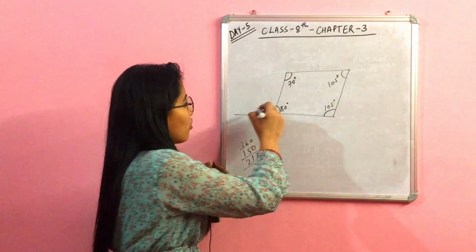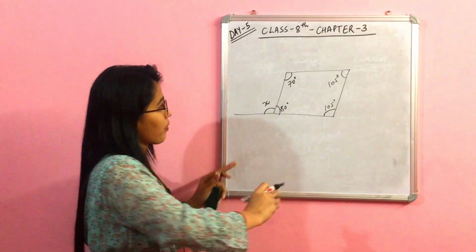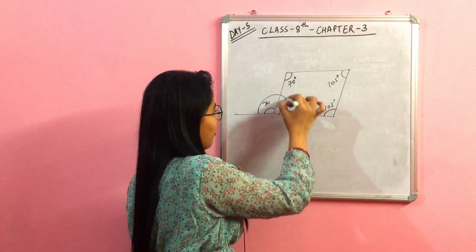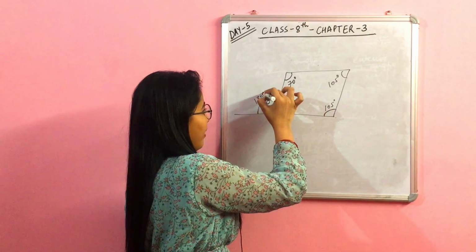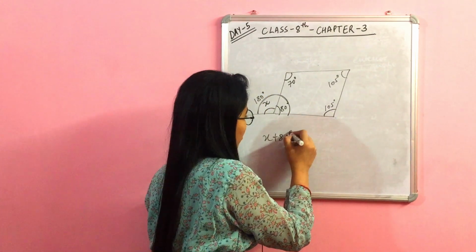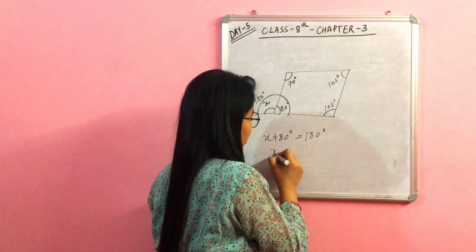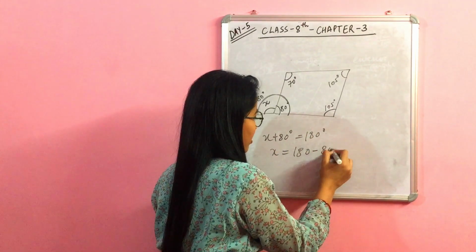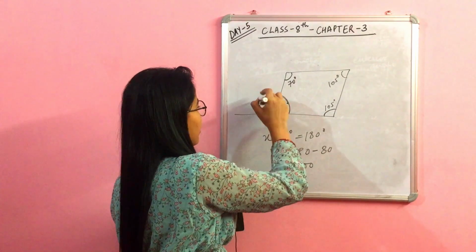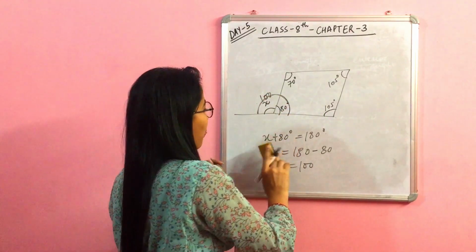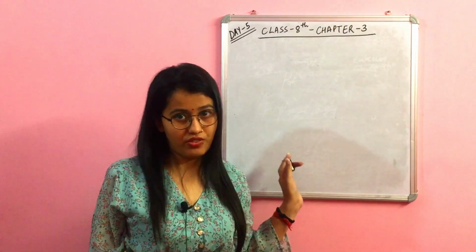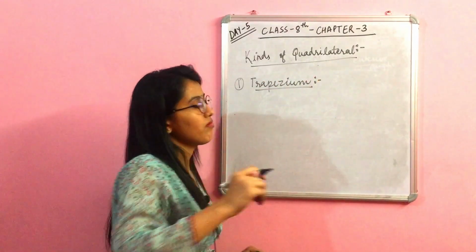Now we have to find this angle. With the same concept, we know this is equal to 180, right? So we can say that x plus 80 is equal to 180 degree. Similarly, x is equal to 180 minus 80, so x is equal to 100 degree. The value of this x is 100. This is how we can solve the exterior angles as well.